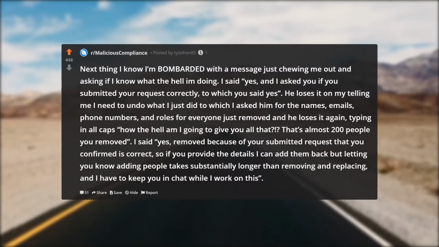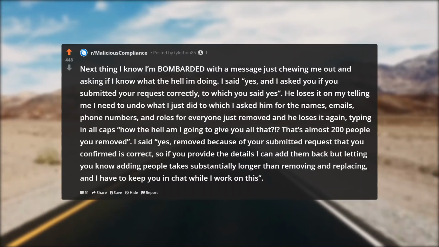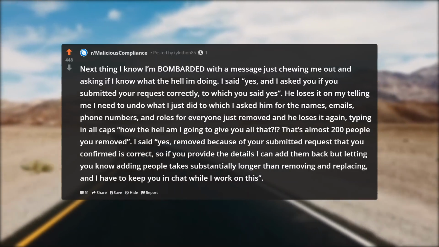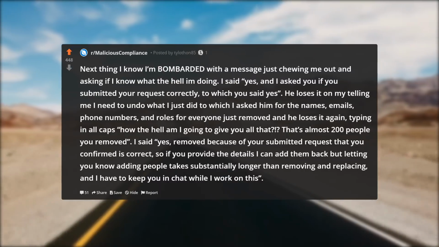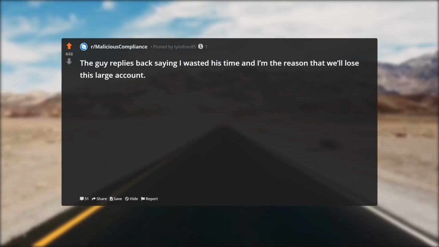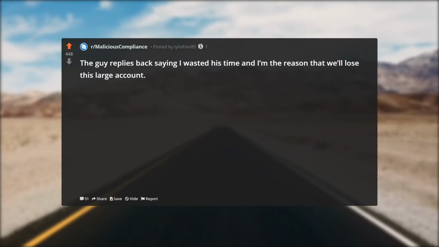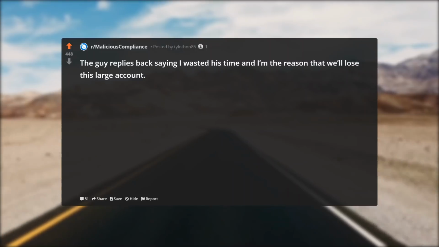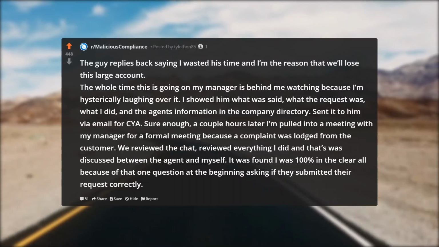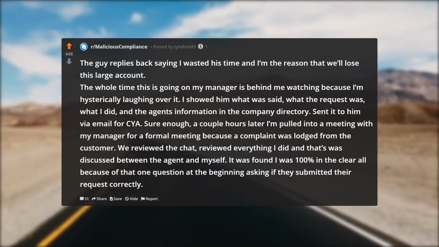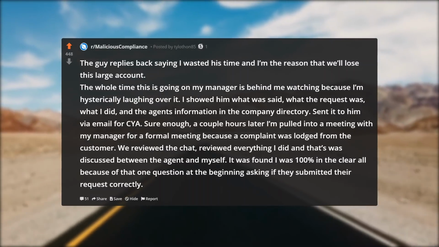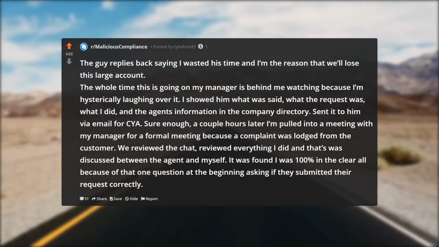I said yes, removed because of your submitted request that you confirmed is correct, so if you provide the details I can add them back, but letting you know adding people takes substantially longer than removing and replacing, and I have to keep you in chat while I work on this. The guy replies back saying I wasted his time, and I'm the reason that we'll lose this large account. The whole time this is going on, my manager is behind me watching because I'm hysterically laughing over it. I showed him what was said, what the request was, what I did, and the agent's information in the company directory. Sent it to him via email for CYA.